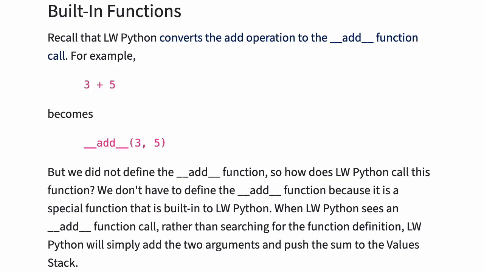Recall that LWPython converts the add operation to the add function call. For example, 3 plus 5 becomes add(3, 5). But we did not define the add function, so how does LWPython call this function? We don't have to define the add function because it is a special function that is built into LWPython. When LWPython sees an add function call, rather than searching for the function definition, LWPython will simply add the two arguments and push the sum to the value stack.